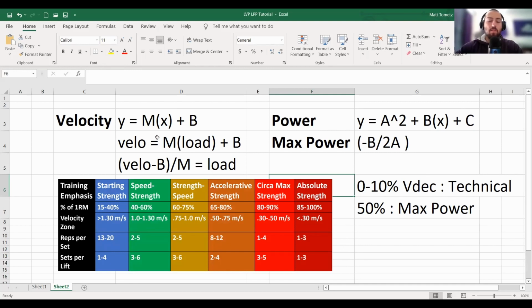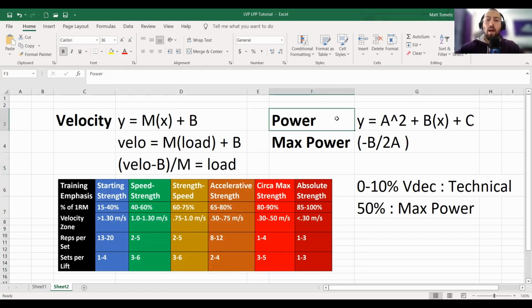So I'm going to be typing this out really fast, but basically if I want to know how much weight to put on the bar for a certain speed, so if I want to lift at 0.3 meters per second, I type in 0.3 minus b divided by m. Or if I want to be at 10% velocity reduction, I take 90% of my b, which is my best velocity, 90% of my best velocity minus b, divided by m, equals how much weight to put on it. And you'll see this in a minute.